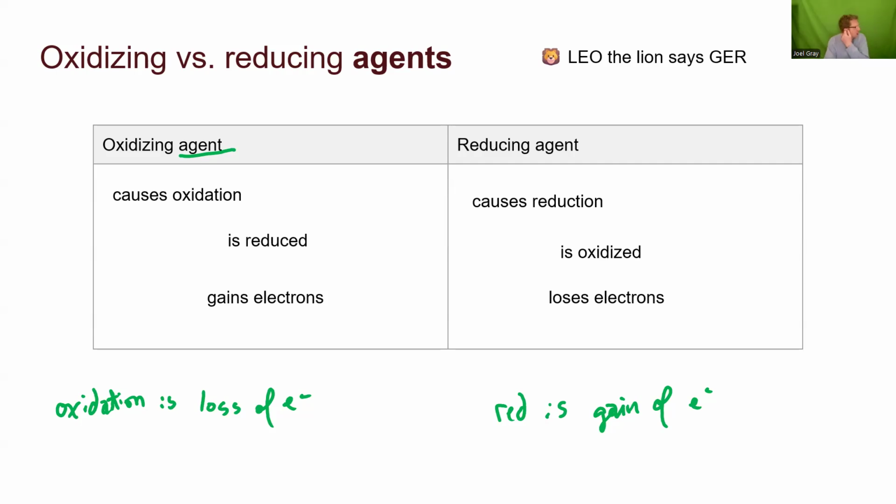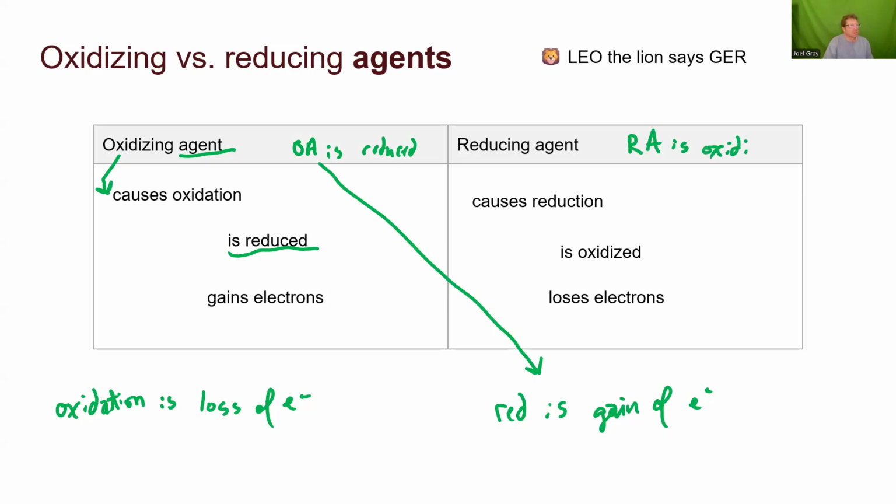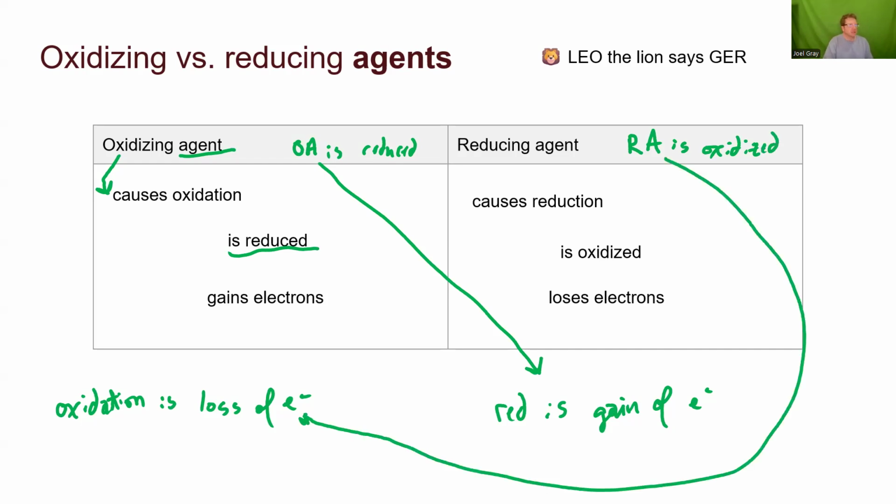So when you see this word oxidizing agent, or when you see this question, oxidizing agent, it causes the oxidation to take place. And since it causes the oxidation to take place, it gets reduced. So what I would do is I would say OA is reduced. So what does that mean? An oxidizing agent gains electrons. A reducing agent, an RA, I'll say, is oxidized. So a reducing agent loses electrons.